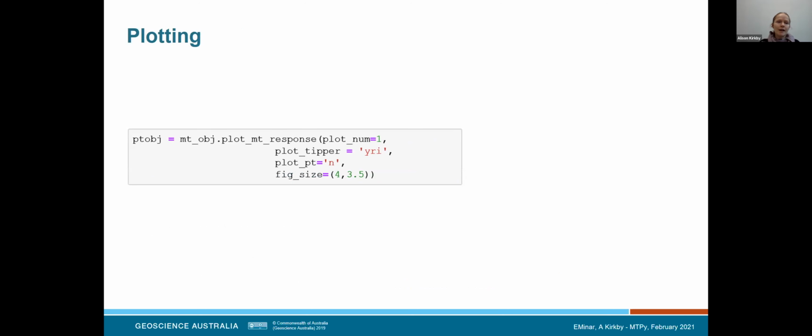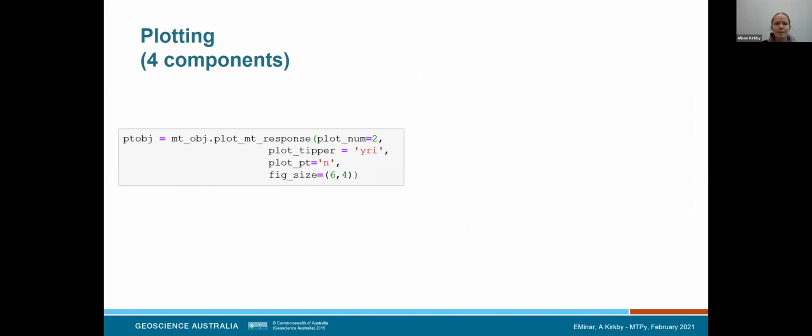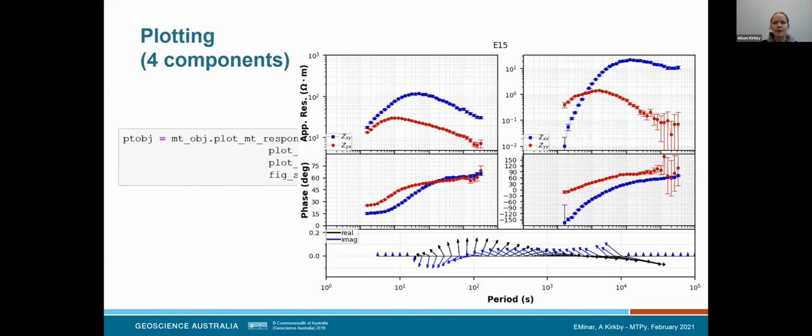In terms of plotting, there's a couple of different plotting options, just making a single EDI plot. So this is a very simple one. You create a plot object, and you provide it some options. So I've got plot num of 1, which I'll talk about in a second. Plotting the tipper, not plotting phase tensor, and you can give it a figure size. And so this is plotting the 2 off-diagonal components of the impedance tensor. You can also give it a plot num of 2, which will give you the diagonal components as well. So that's what that sort of plot looks like.